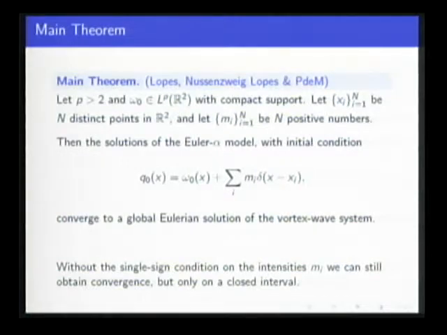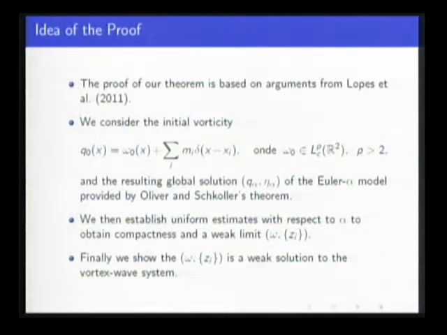And as in Milton and Elena and Evelyn's theorem, we have that without the single sign condition of intensities, we obtain convergence on a closed interval. So in order to show our theorem, just first a sketch of the proof. Our arguments are based on their paper. We'll be considering the initial vorticity of this form and the resulting global solution given by the Oliver and Scholar's theorem.